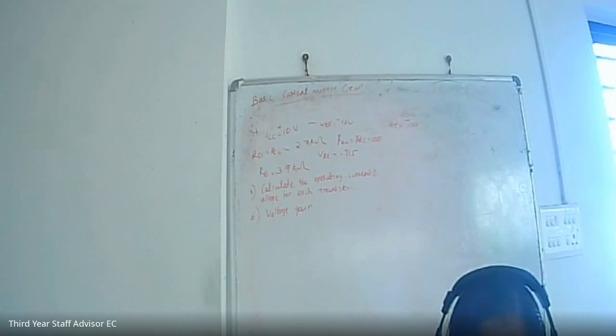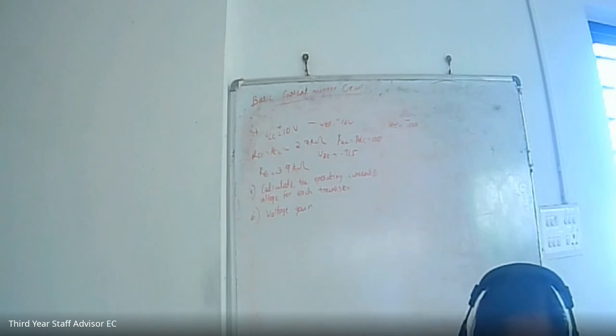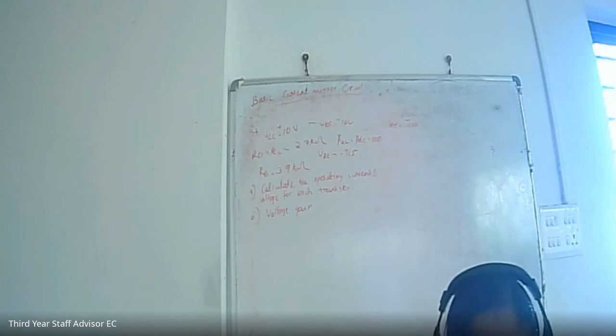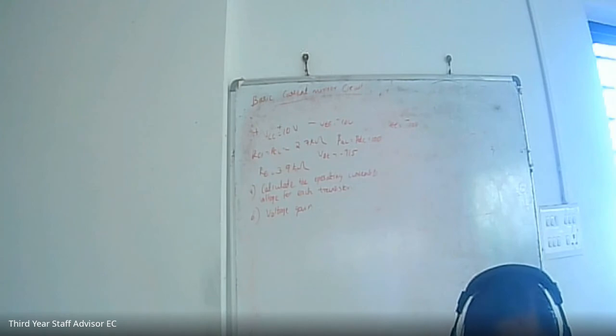First question is calculate the operating current. What is operating current? It is the current at the quiescent operating point, that is ICQ, and we have to calculate its value. The corresponding equation, which I gave in the previous problem, is ICQ equal to VEE minus VBE divided by 2RE plus RI by beta DC.